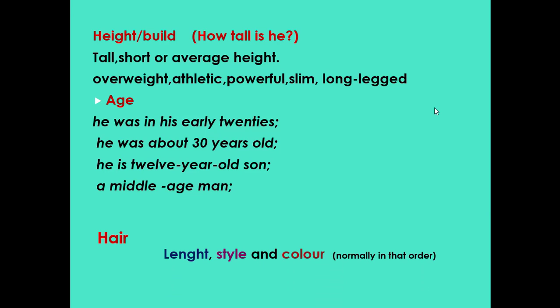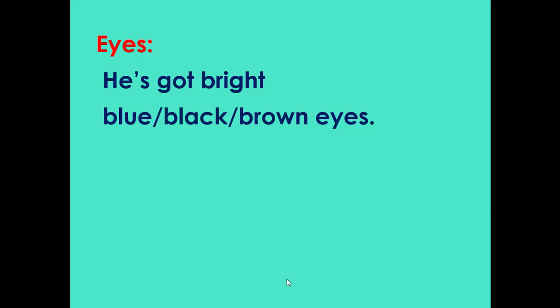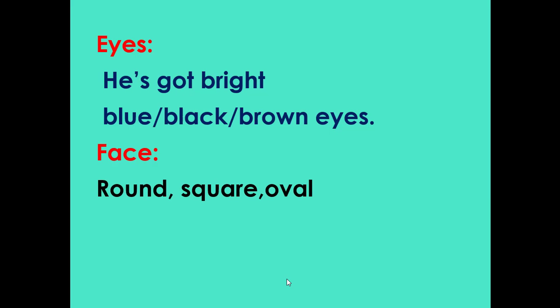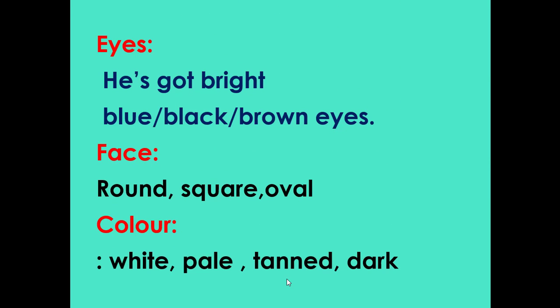For the hair, we usually describe the hair using this order of adjective. We first mention length, style, and then the color. So we say, he's got short, curly, black hair. Short for length, curly for the style, and black for the color. If we want to describe the eyes, we may say that he has got bright or blue, black, or even brown eyes. The face, he has round, square, or even oval face. As for the skin color, we say that he is white, pale, tanned, or dark.